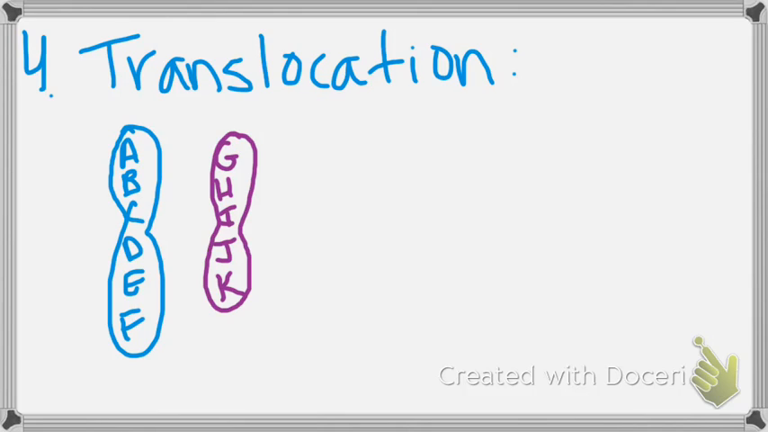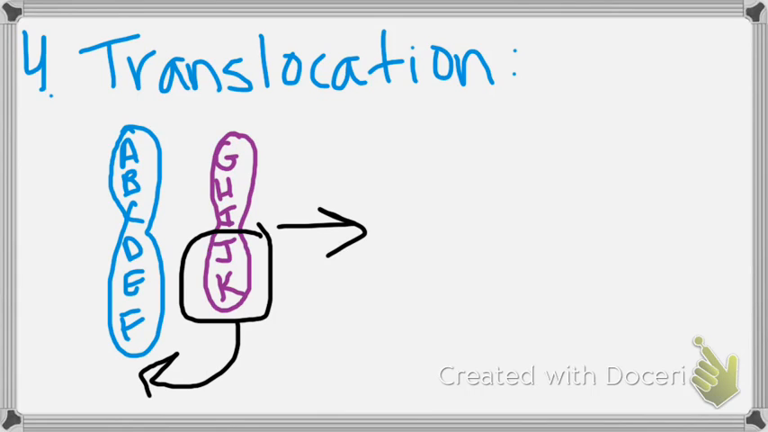In a translocation mutation, part of one chromosome is going to be removed and added to another. So let's pretend this part here, J K, for some reason decides to come off of that chromosome and attach over here. So this is going to result in our first chromosome.